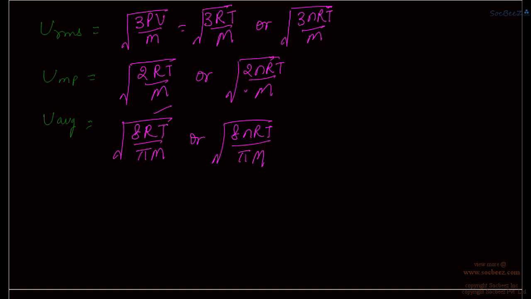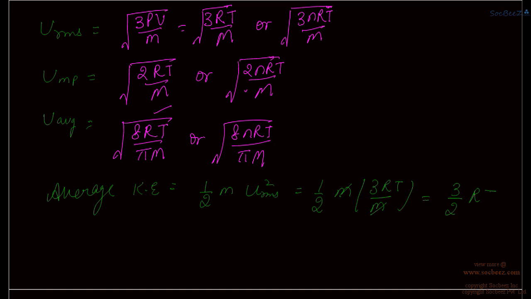So from here we get the value of average kinetic energy. It is equal to half M U RMS square. If we substitute the value of U RMS, we get half M into 3RT upon M. M and M get cancelled. This comes out to be 3 by 2 into RT. If there are n number of moles, then this will be 3 by 2 into nRT.